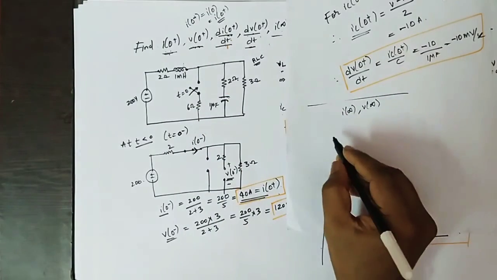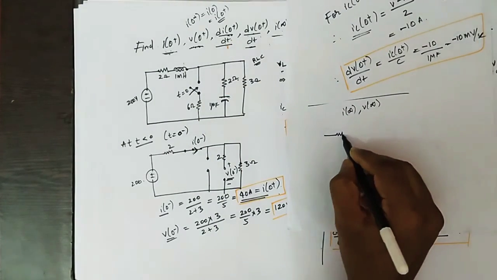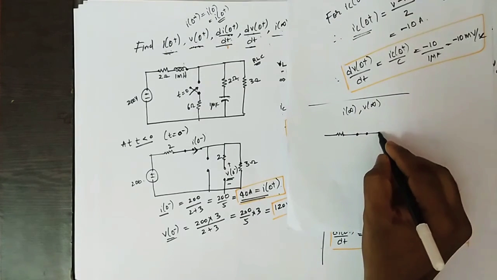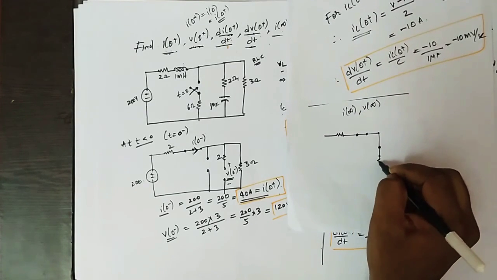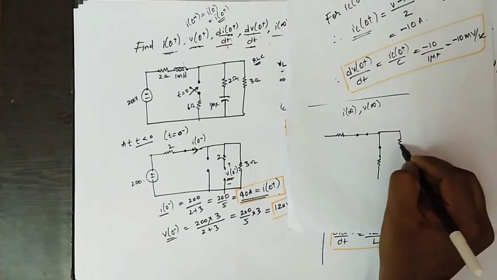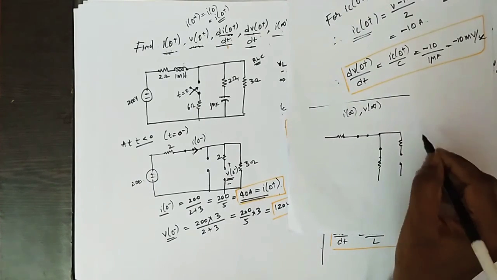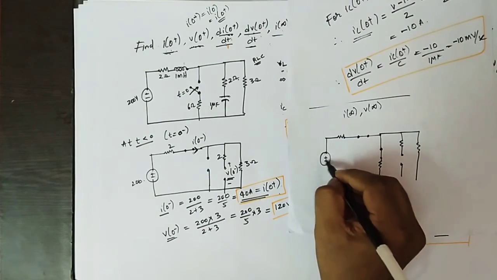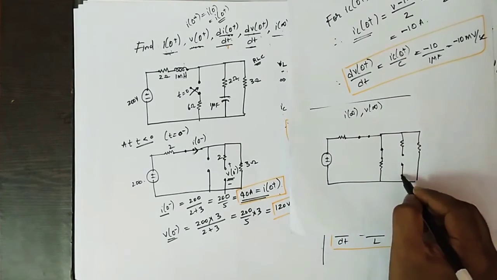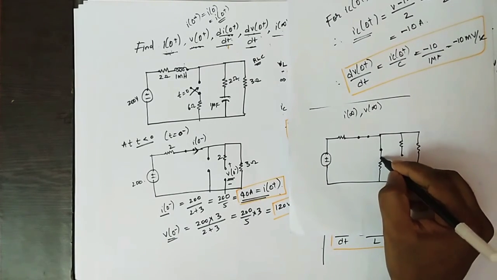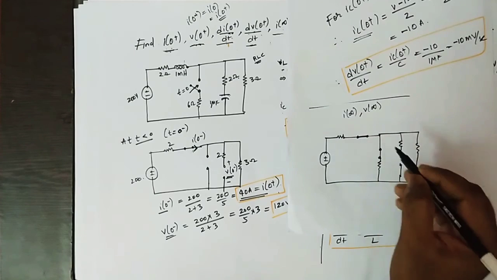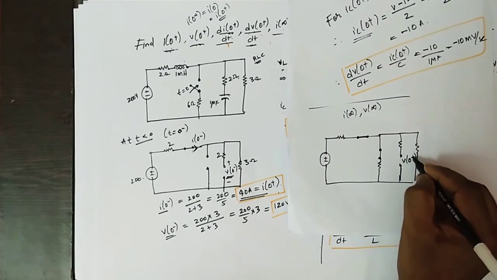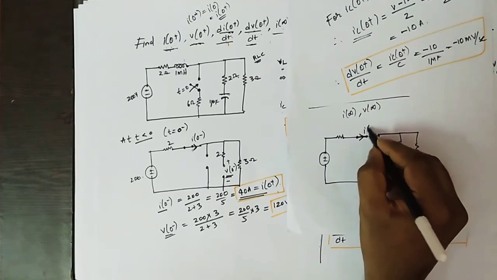After the switch is on, the inductor is shorted, as you know, and the capacitor is open at steady state. So this is the circuit for steady state. That is, the switch is on, the inductor at steady state behaves as a short circuit, and the capacitor behaves as an open circuit. Now this becomes V of infinity, and this is I of infinity.